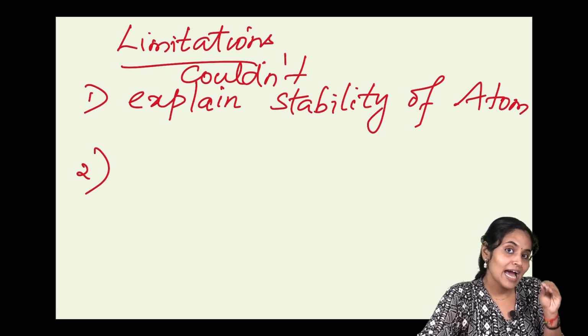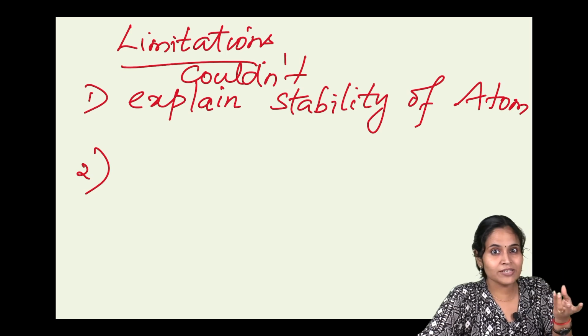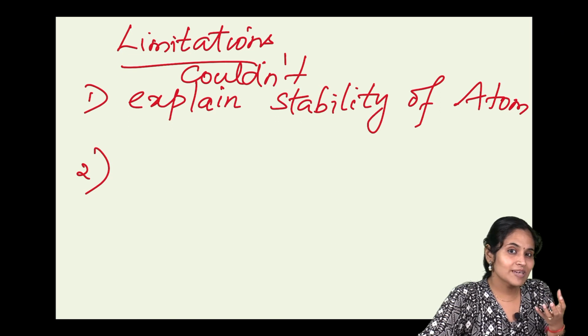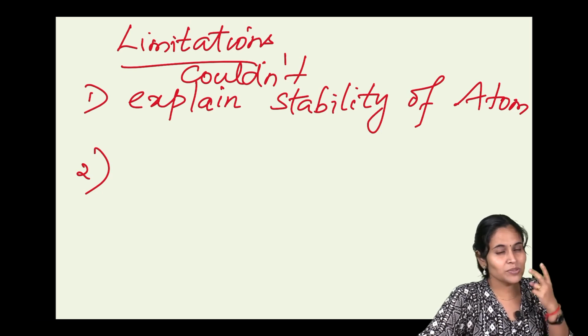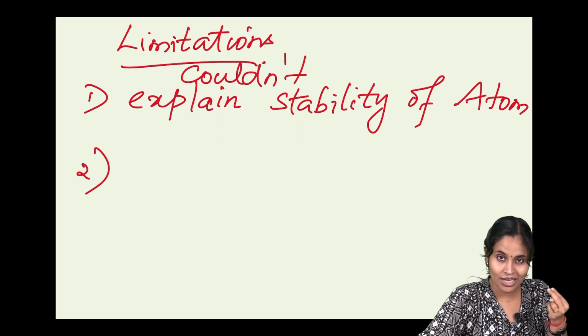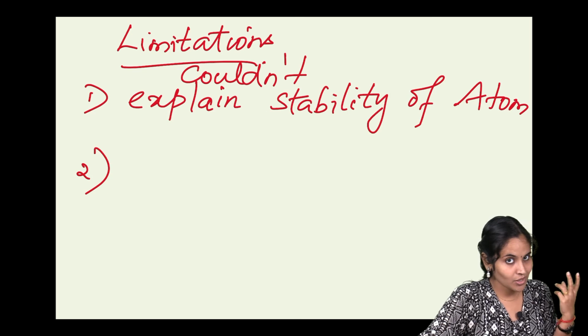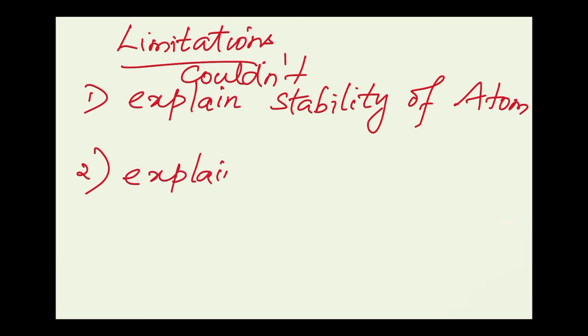Okay? And an atom will produce spectrum. There will be some line spectrums or continuous spectrum obtained from each of the atoms. So Rutherford's model was unable to explain spectrum formation of an atom, why an atom is forming spectrum. So that he couldn't explain. That was his second drawback of this model, that it couldn't explain the spectrum formation of atom.